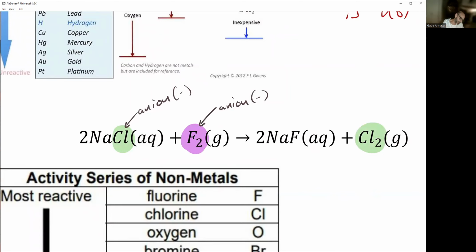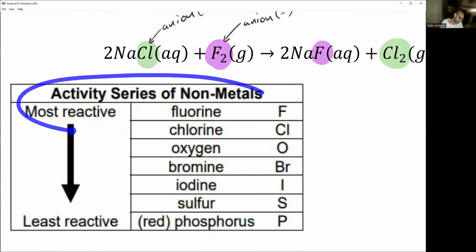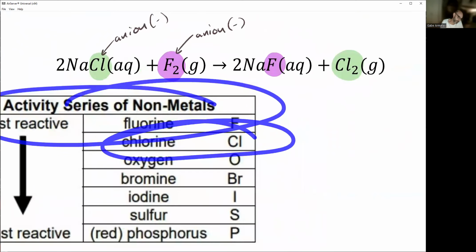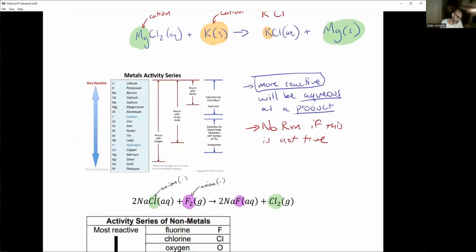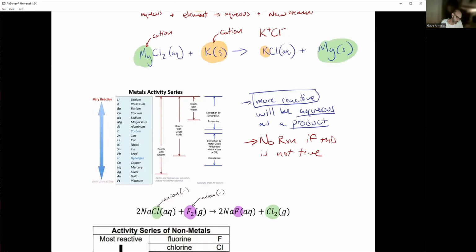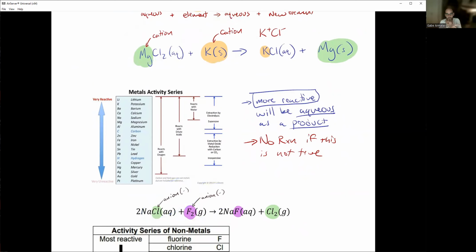Chlorine is now the element, and fluorine is in the aqueous phase. Okay. Again, the more reactive is expected to be aqueous. Is fluorine more reactive? Yes, fluorine is more reactive than chlorine. So yes, we do expect it to happen. This reaction would in fact happen. Okay. But ultimately, you don't really need to know which one is more reactive. What you do need to know is anions replace anions if they're the element, cations replace the other cation if they're the element, and they just switch partners. It's a single replacement. Okay.